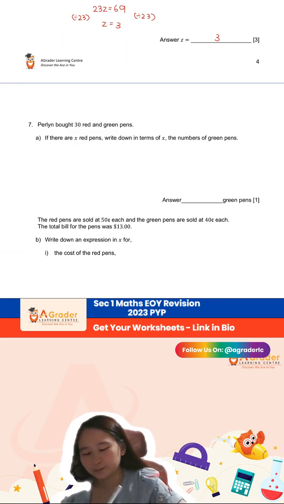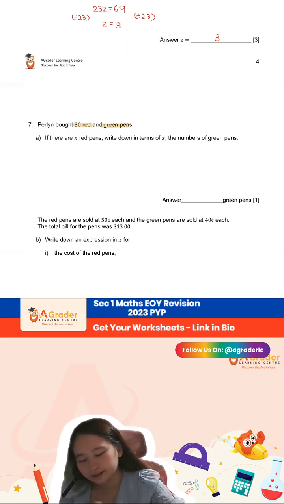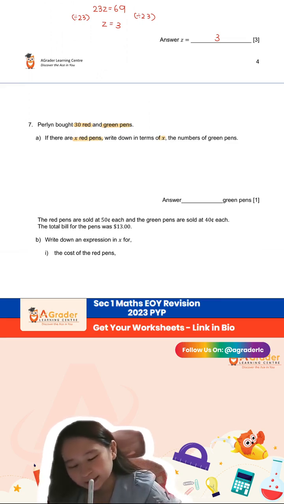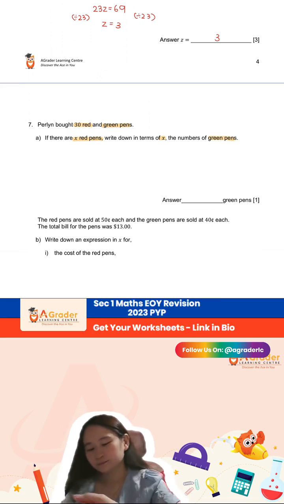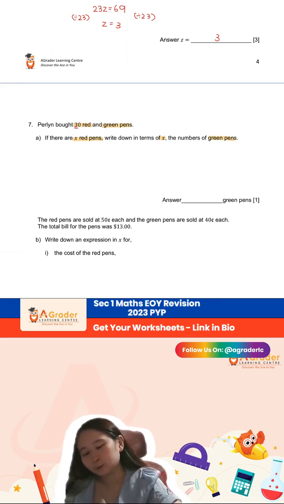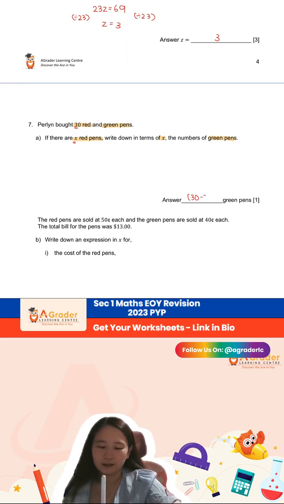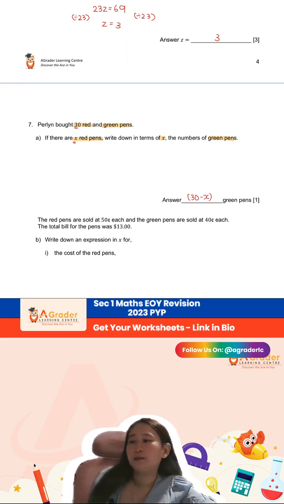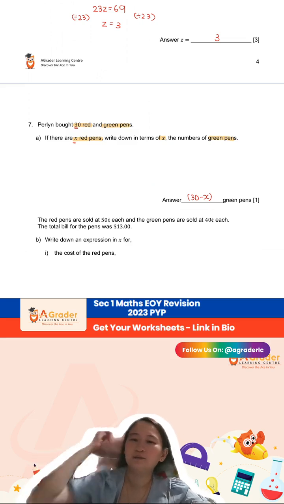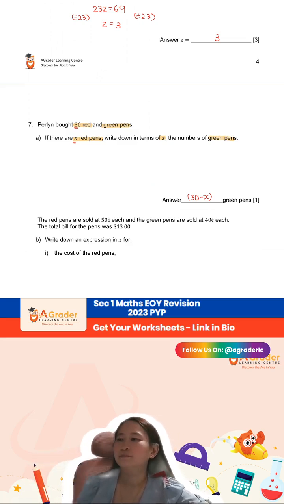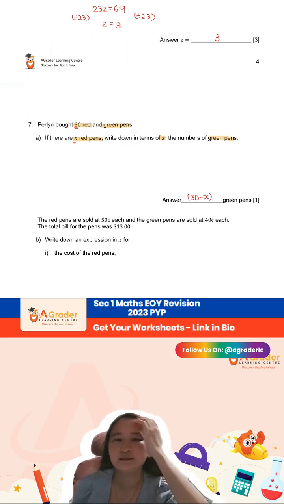Okay. Pauline bought 30 red and green pens. If there are x red pens, write down in terms of x the number of green pens. So quite straightforward. This is the total. This is one of the parts. I'm finding the other part. So I just need to take 30 minus x. For an algebraic expression, remember to put a bracket. Yep, it's 30 minus x.